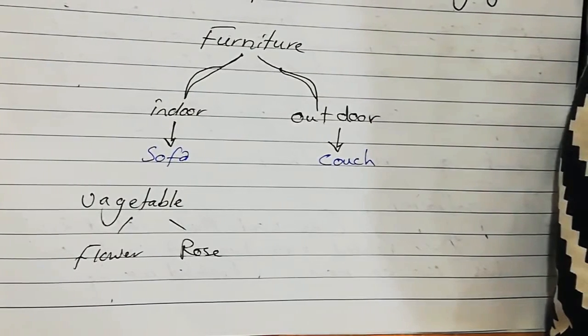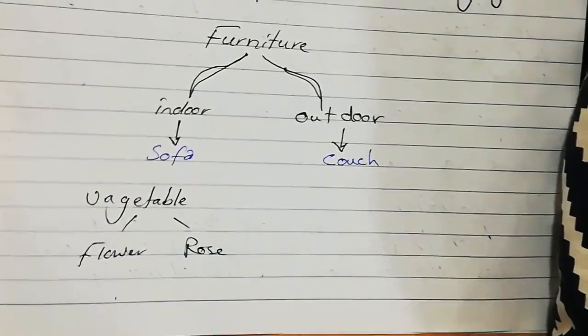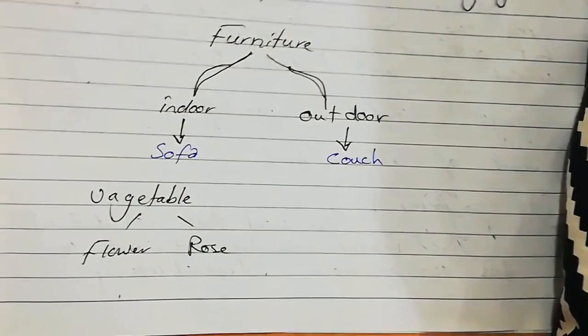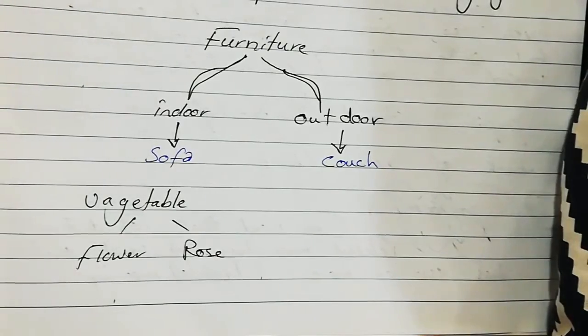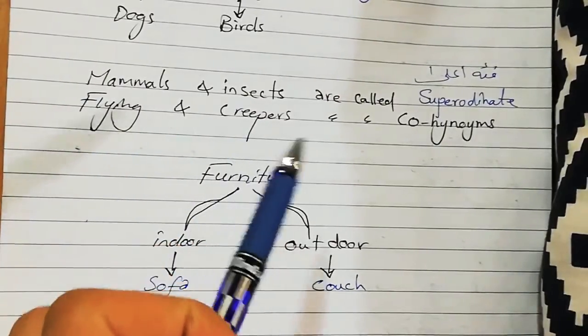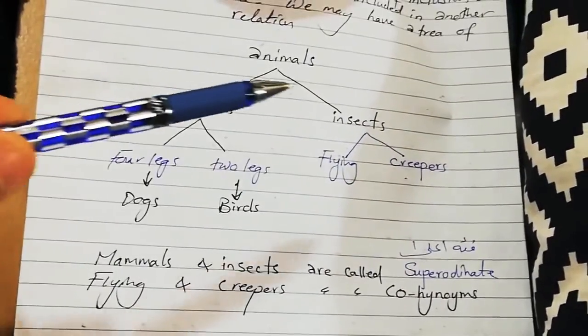Okay, so the concept of inclusion involved in this relation is the idea that if an object is a rose, then it is necessarily a flower. The meaning of flower is included in the meaning of rose. Or rose is a hyponym of flower, just like in this previous example, where the flying things and the creepers are the co-hyponyms of the animals.